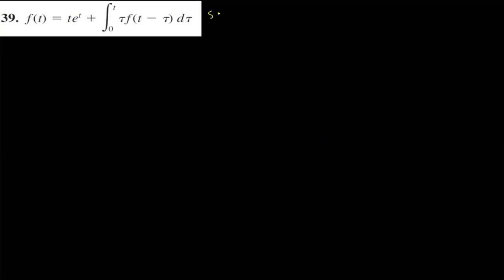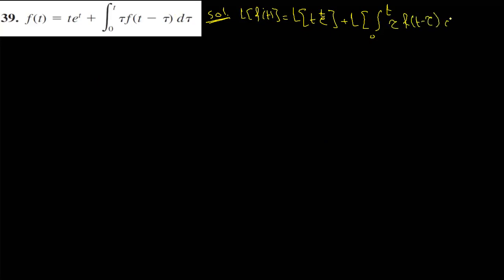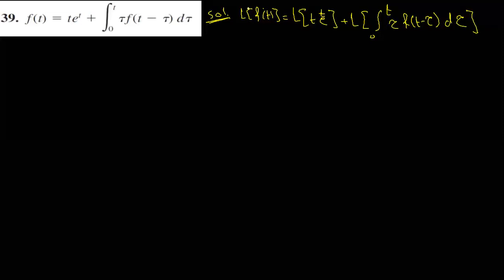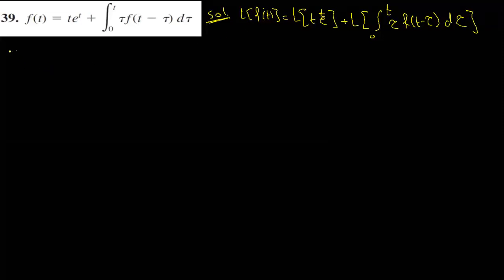I'm going to apply the Laplace transform to all terms of my integral equation. So here is the solution. Let me start from here. I'm going to take the Laplace of f of t, equal to the Laplace of this product t e to the t, plus the Laplace of this integral from 0 to t of tau f of t minus tau d tau. The Laplace of f of t, as you told me, is capital F of s, equal to the Laplace of t times e to the t.